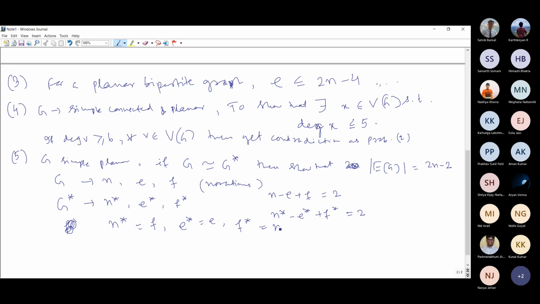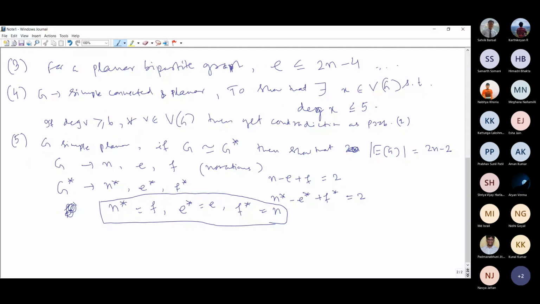This is what you get. Okay, so these parameters, number of vertices, edges, and faces in the dual graph, and the graph, they are related like this, right? So now you use these relations. Here it is given that G and G star are isomorphic. Isomorphic means they have the same graph theoretic properties: number of vertices, edges, faces, everything is the same. Both the graphs are the same.